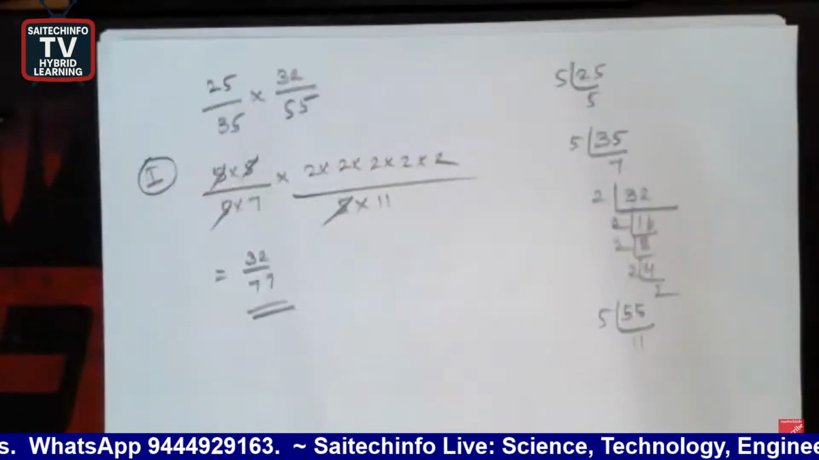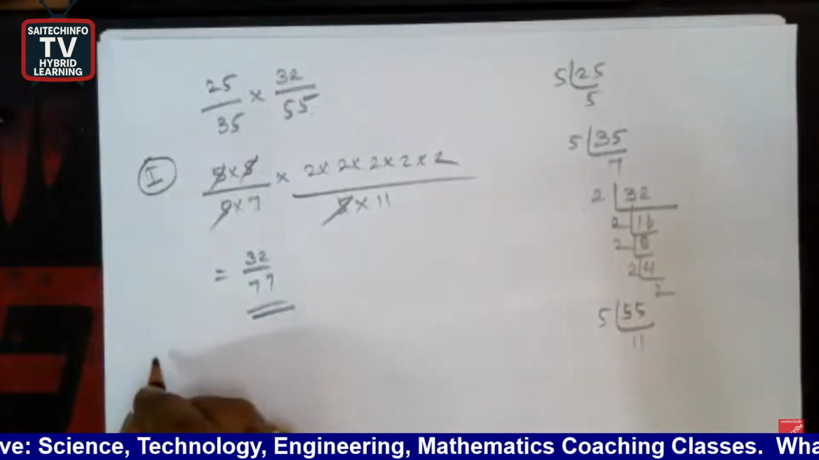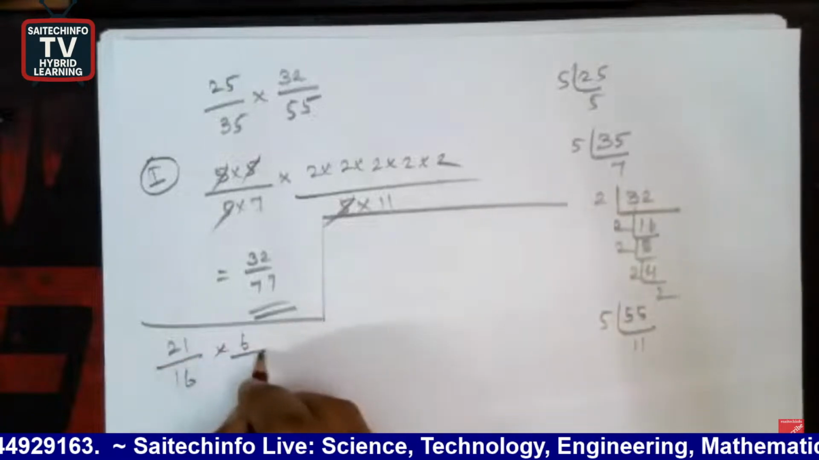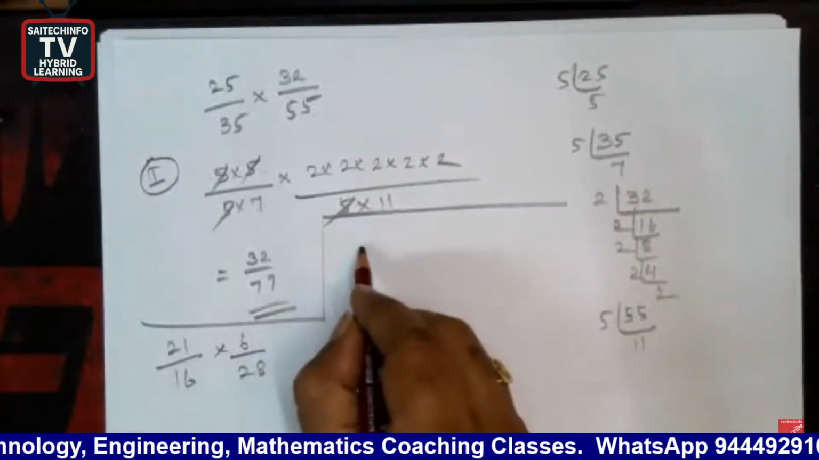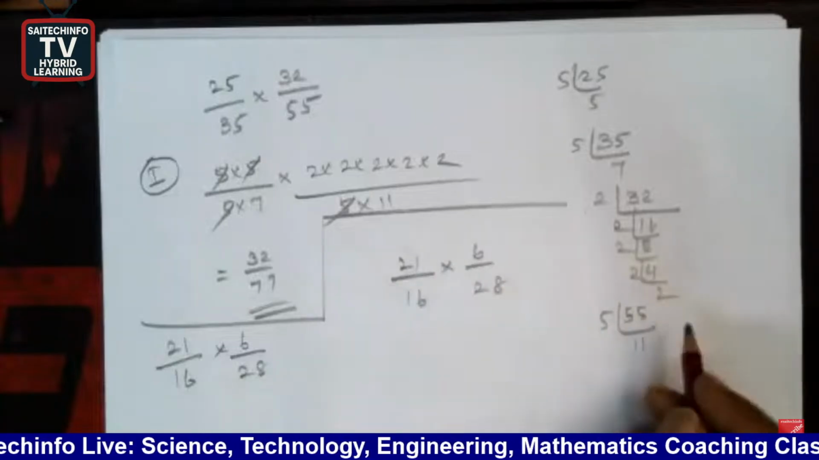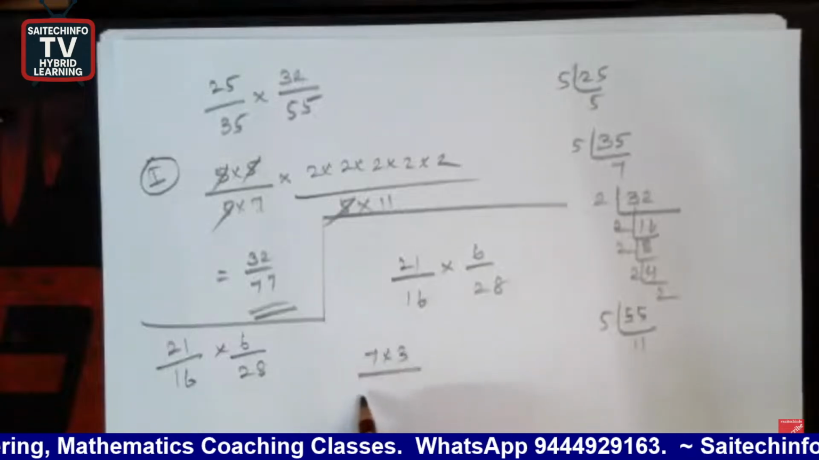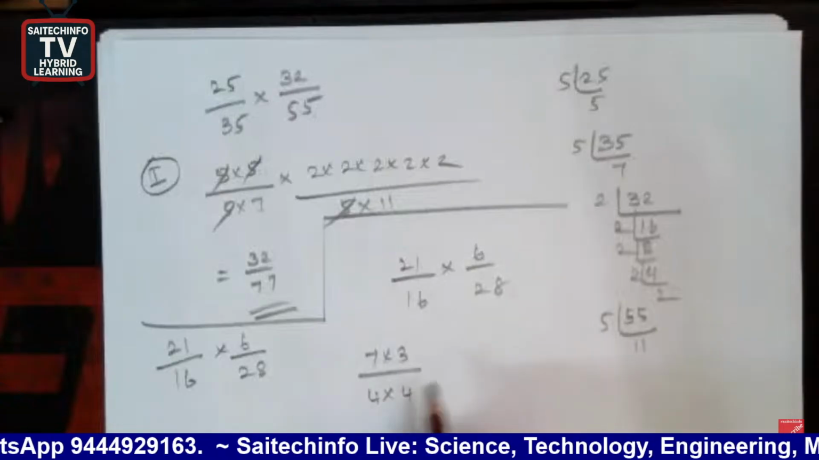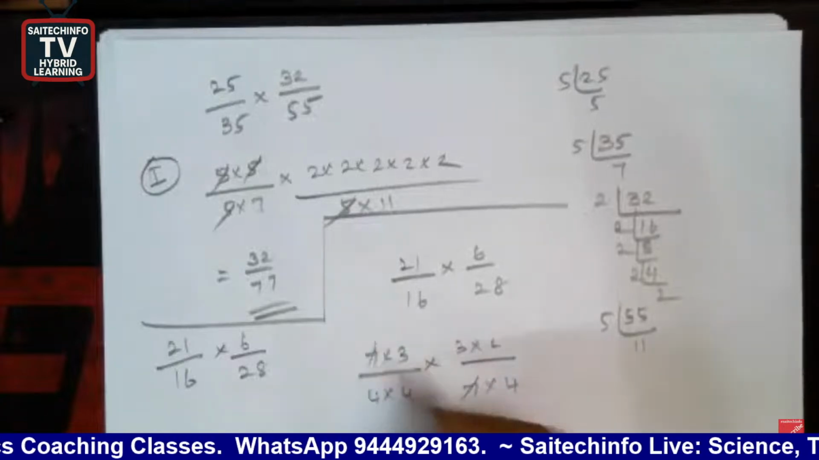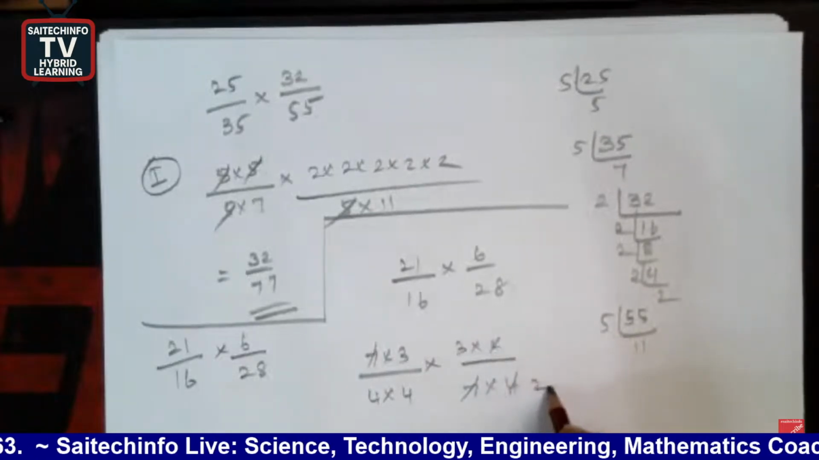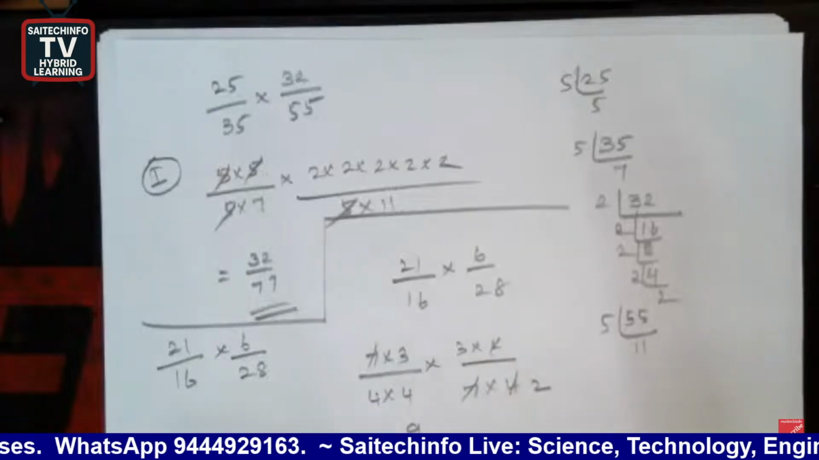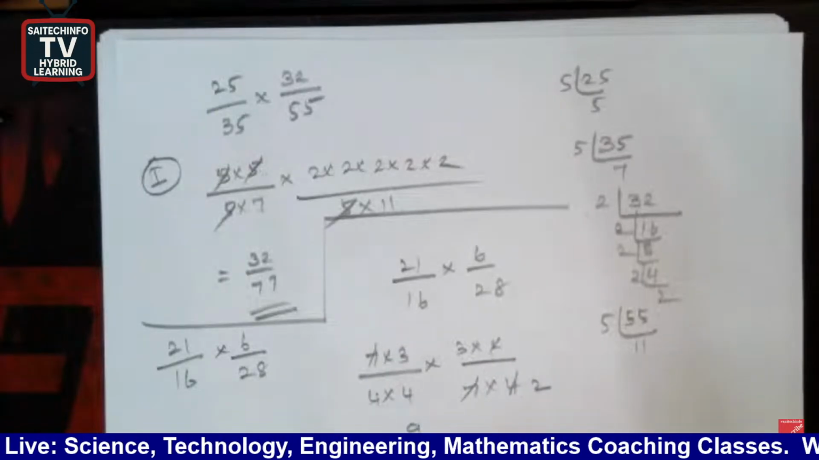Right, now listen. So I have here 21 by 16 into 6 by 28. So you can factorize this as 7 into 3. What about this? 4 into 4, otherwise 2 into 2 into 2 into 2. And what about this? 3 into 2. This one 7 into 4, simply. Now 7 can be cancelled, and 2 2s are 4. That's all. Okay. So 3 3s are how much? 9. And what about this? 4 4s are 16 divided by 32. So this is the answer.